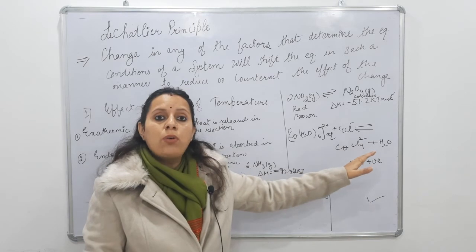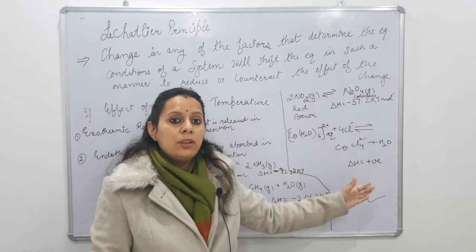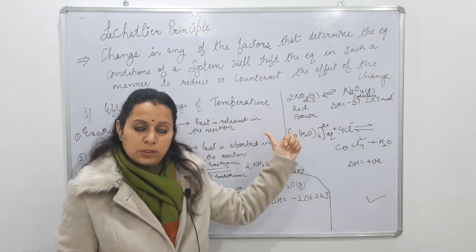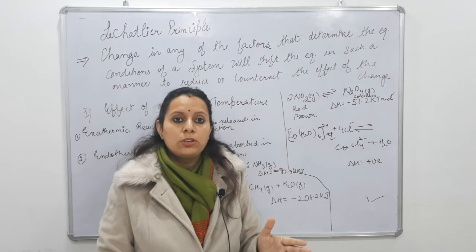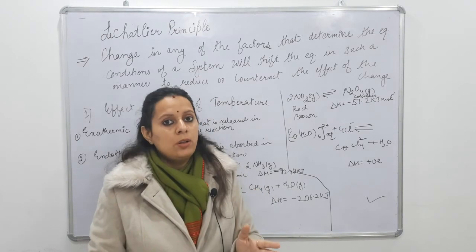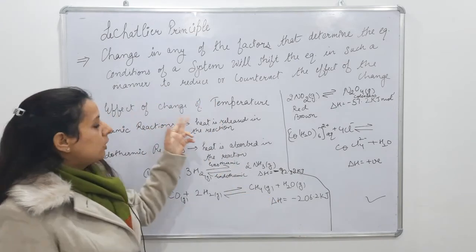What if you want to make it go in the backward direction again? Then you have to increase the temperature of the products, only then it will go in the backward direction. In that case also, if the rate of forward and backward reactions becomes equal, then equilibrium can be attained again. So that is all for the effect of change of temperature.